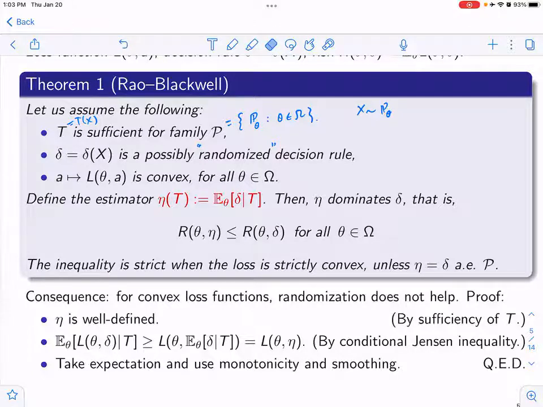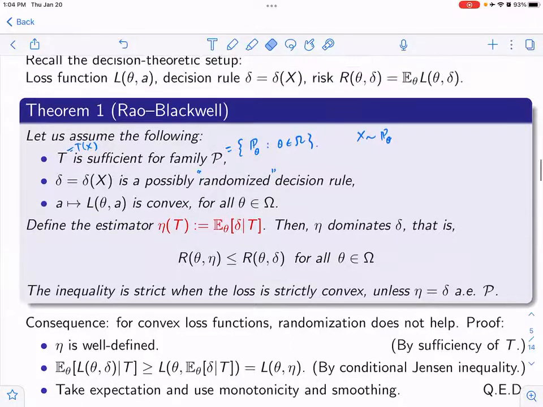Does that make sense? So this is in a strong sense justifying why sufficiency is important from a decision theoretic perspective. So you only want to form estimators that are functions of a sufficient statistic. If you carry more information, I can always basically find a better estimator.